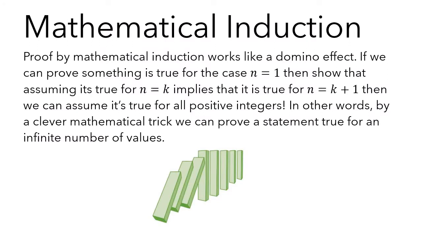Well, proof by mathematical induction works kind of like the domino effect. If you can prove something's true for the first case, n equals 1, like the first domino, and then show that assuming it's true for some domino out in the middle of nowhere implies that it's true for the next one, then you can actually show it's true for all positive integers. So it works like a domino: showing it for the first one implies the next one, knocks over the next one, next one, all the way to all positive integers.